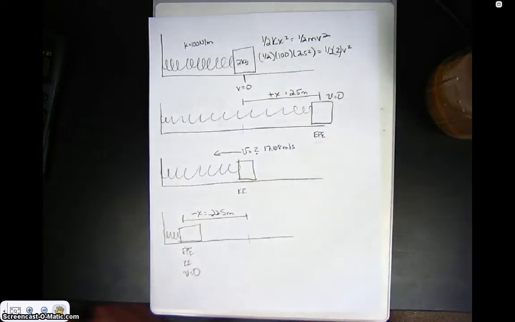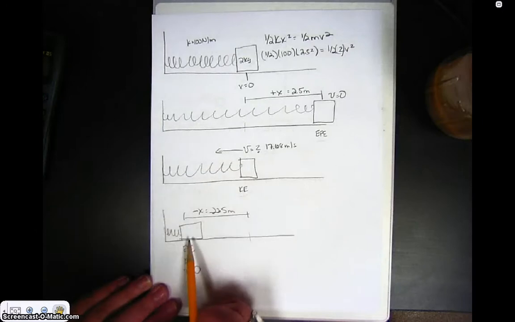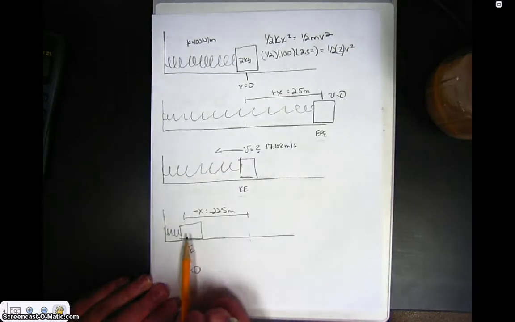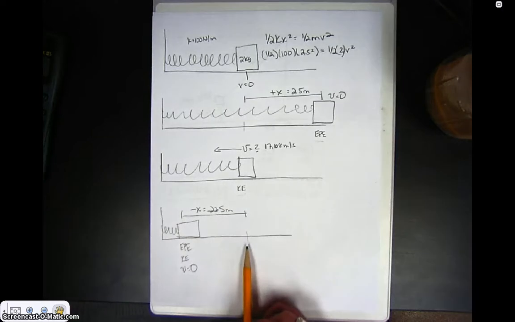Okay. Now, if I were to continue in this direction, I would slow down, and then I would come to a velocity of 0 here, and then I would continue back to the right, and I would return and still have 17.68 meters per second at this position.